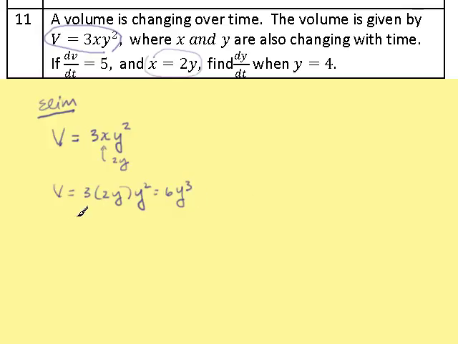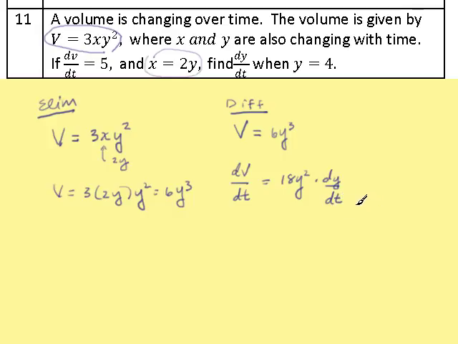Now let's differentiate step. Let's differentiate this volume, V equals 6y cubed, with respect to t. So here we have dV/dt is equal to 6 times 3, that's 18y squared, times dy/dt.